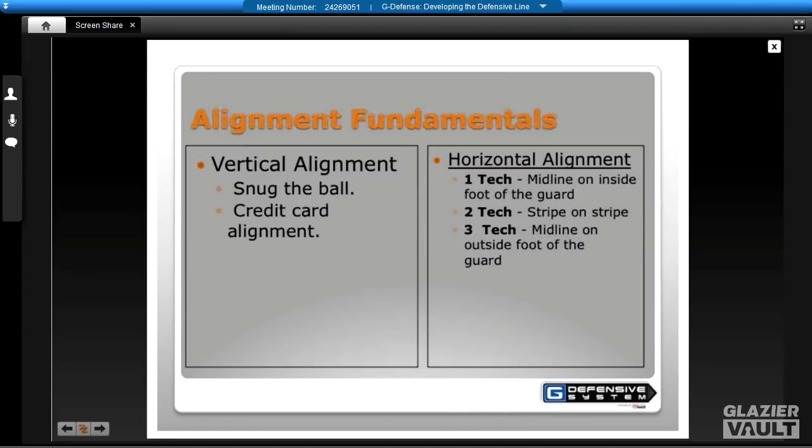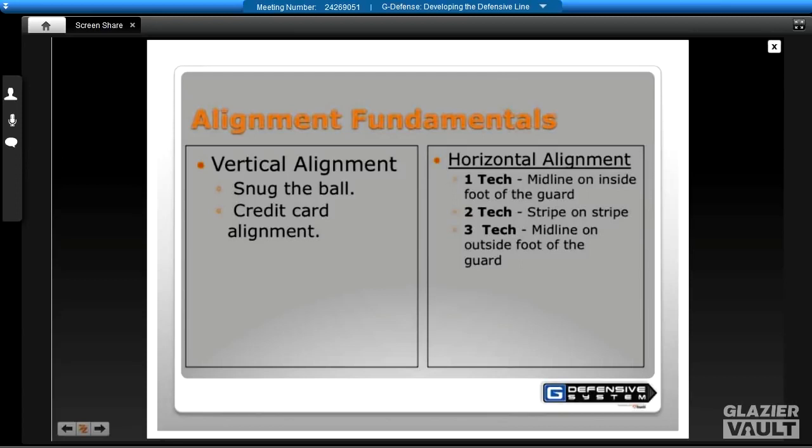As long as your hand is in front of your helmet, you can really snug that ball with that credit card alignment, because when your hand's offside, that's the relationship to the tip of the ball. If your head's in front of your hand, you have no clue. So you want to snug the ball, you want your credit card alignment, and you want to take air out of the line of scrimmage or the neutral zone.